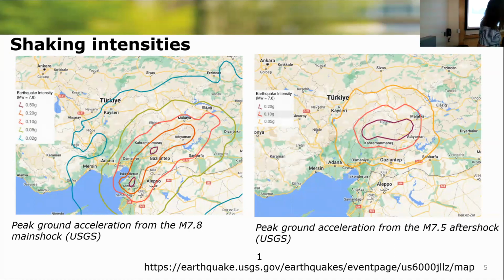And then the magnitude 7.5 event that happened later on. And you can see that there is some overlap in areas, particularly up here in Adiman, where these areas were shaken twice by these very significant events.